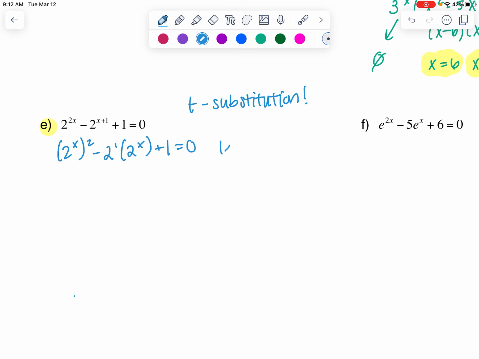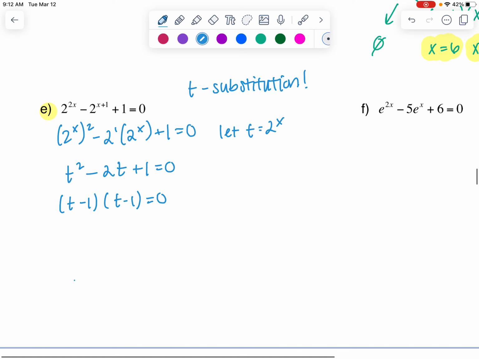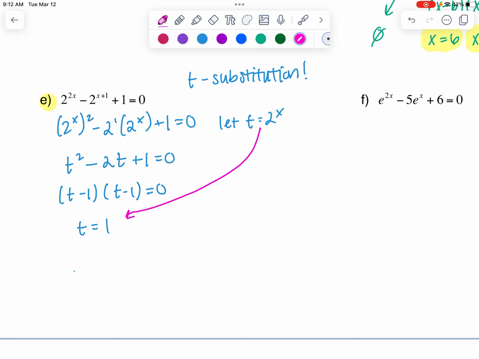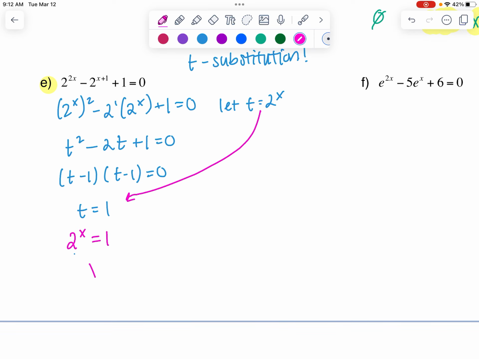Okay, so I'm going to go ahead and let T equal 2 to the x power. So I substitute that in. I have T squared minus 2T plus 1 is equal to 0. I can factor this out. We get (T minus 1)(T minus 1) equal to 0. And then we get a combined answer of T equal to 1. Okay, we cannot just end there. We have to plug back in T equal to 2 to the x power. So I get 2 to the x power is equal to 1. And we all know that x is going to give us 0.